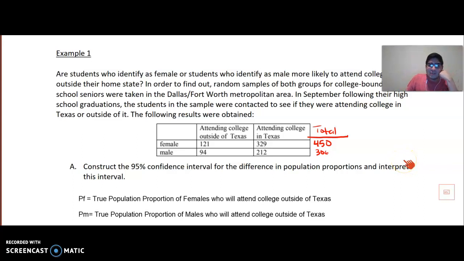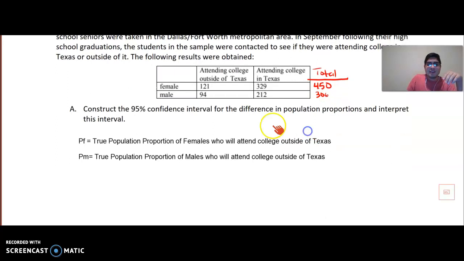So for us, we are just going to do PF minus PM. And no particular rhyme or reason. Sometimes in the problem statement, it will tell you what the order is for subtraction. But if it doesn't tell you, just go in chronological order. So we're going to look at PF minus PM, which would be this here. So we're going to look at the population proportion difference between the female students and the male students.